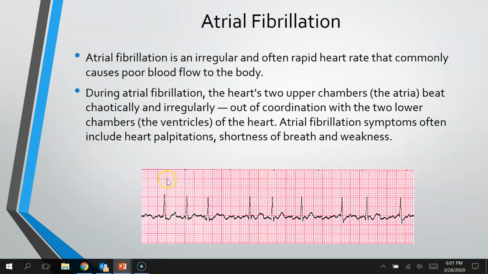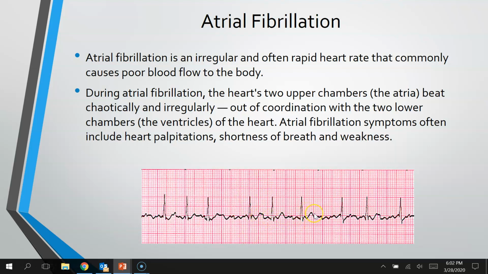So these little bumps in here are all of the times that the atria are firing. So these are little P waves. Each one of those P waves keeps firing, firing, firing, firing. And then all of a sudden it catches, the AV catches, and we have a QRS, and then we may have some more.